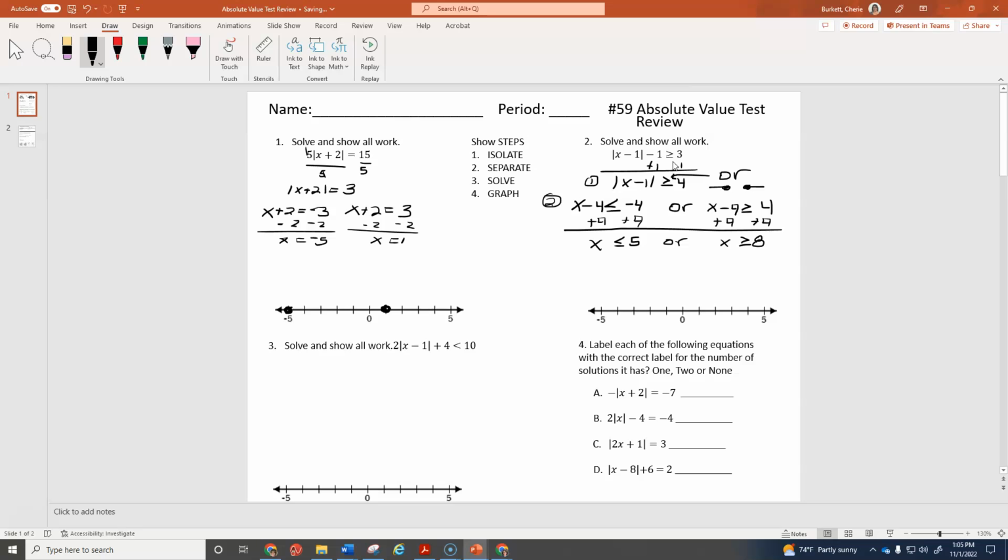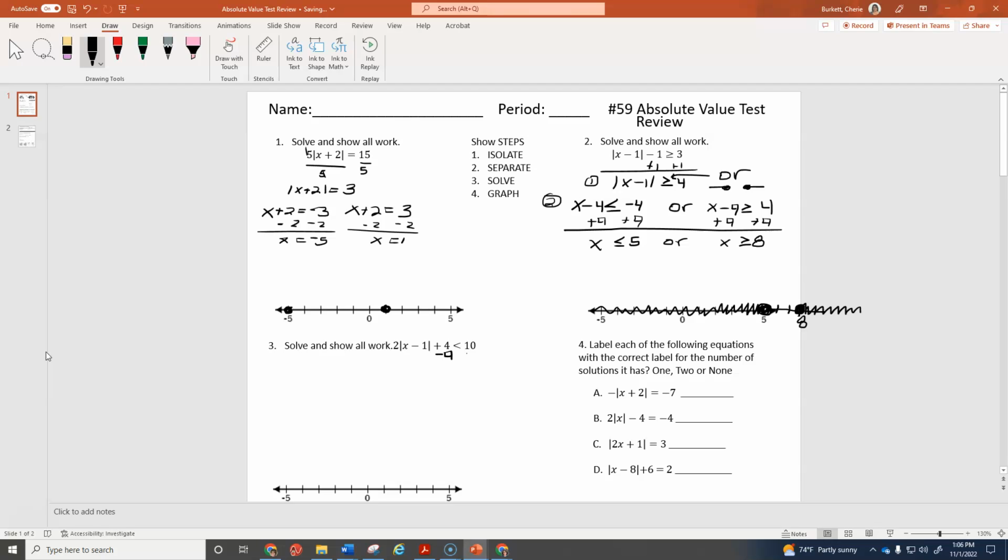Well, 8 is not on my number line, so I'm going to have to extend it on out. 6, 7, 8. And it's going to be here at 5 with the filled-in circle, and at 8 with a filled-in circle. This one's going to be graphed this way, all the numbers that are less than 5. This one's going to be graphed this way, all the numbers that are greater than 8.